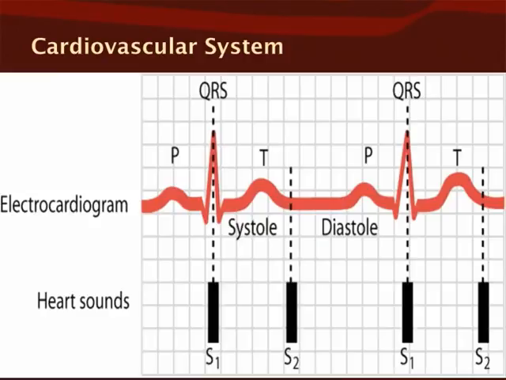The ST segment is the area between the end of the S wave and the beginning of the T wave, and it should rest on the line. The T wave represents the repolarization or relaxing of the heart, and it is more rounded and larger than the P wave.